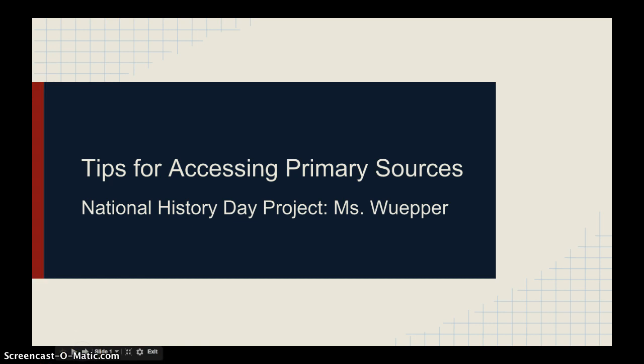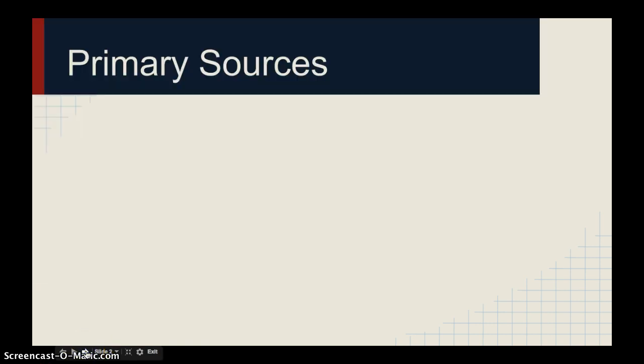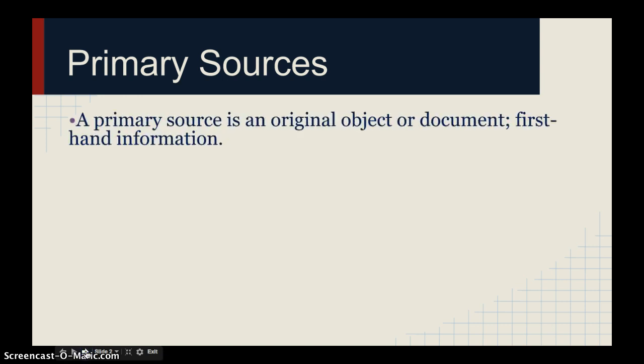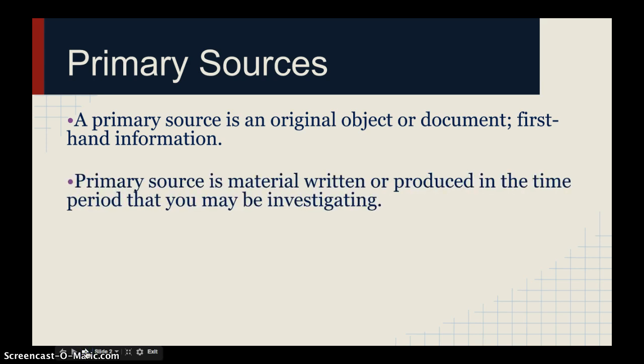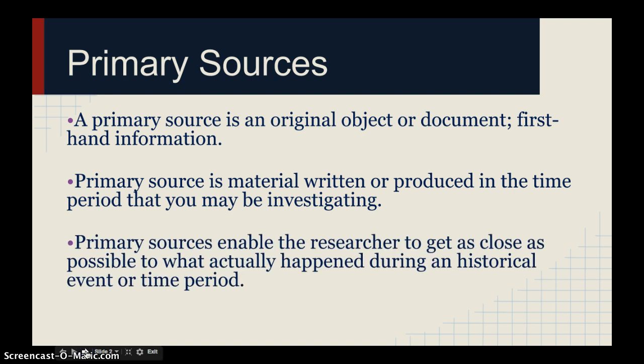Okay, so first I wanted to go over what a primary source is, just to make sure we all know what we're talking about here. Remember, a primary source is an original object or document. It's first-hand information. It's material written or produced in the time period you may be investigating. This is very important, and we'll talk about this when we get to our database review. And finally, the purpose of a primary source is to enable you, the researcher, to get as close as possible to what actually happened during a historical event or time period.